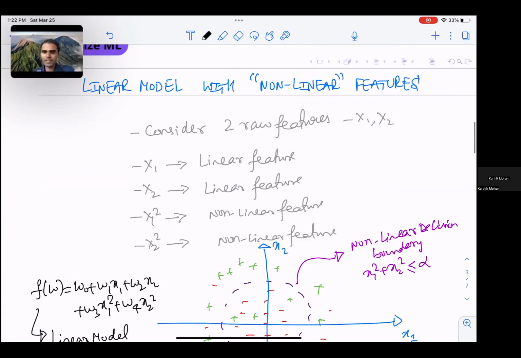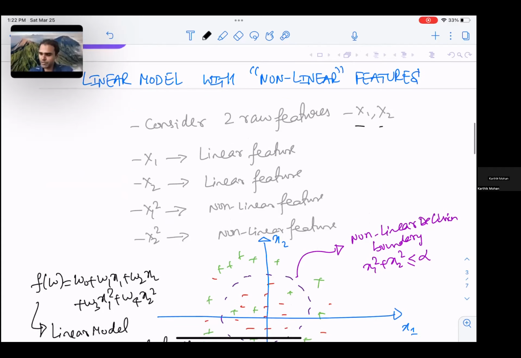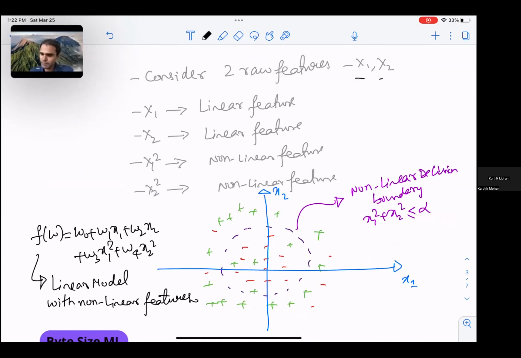One fix that people used to do a lot earlier, which falls in the category of feature engineering, is to use linear models, but with nonlinear features. Consider, for instance, you have two raw features, x1 and x2. x1 is a linear feature, x2 is a linear feature. x1 squared is nonlinear, x2 squared is nonlinear. So now a linear model with nonlinear features would be w1x1 plus w2x2, that's the linear part. But then w3x1 squared and w4x2 squared. So x1 squared and x2 squared are nonlinear features, but the model itself is linear because it's linear in w.